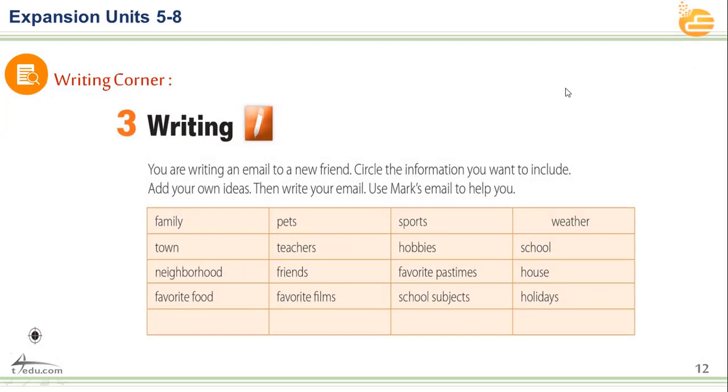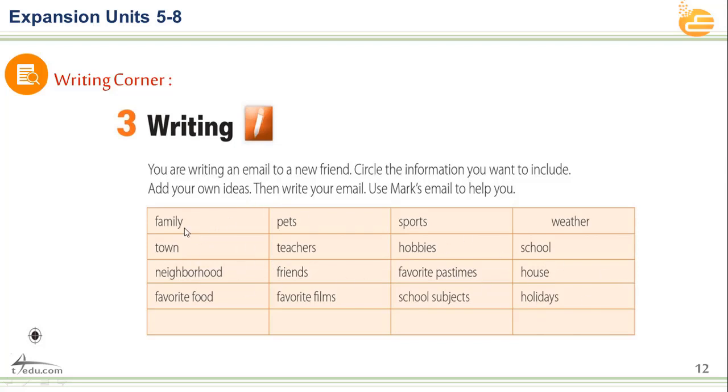Okay, here we have the writing corner. Writing. You are to write an email to a new friend. Circle the information you want to include. Add your own ideas. Then write your email. Use Mark's email to help you. You can go back to Mark's email to write a good email. Choose the suitable words here to write a good email.